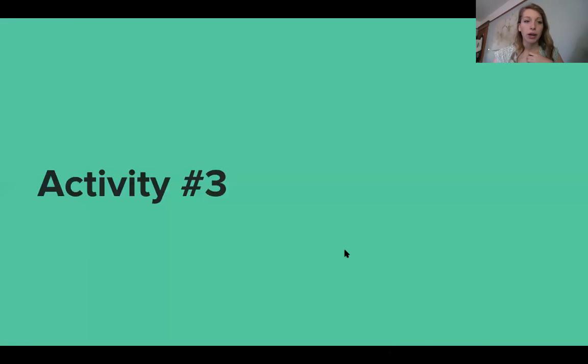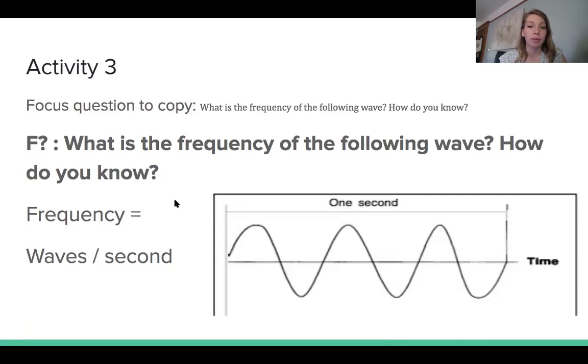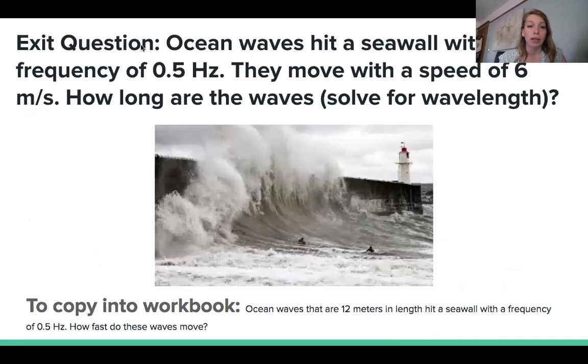And that's it. So quickly, I'll go over your activities. The first activity is going to be focusing on using the wave equations. You have a question here that you're going to solve at the end. Just use a little bit of math. Use your calculator on your phone or computer for that.